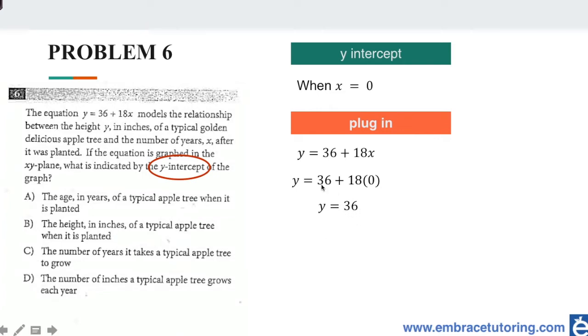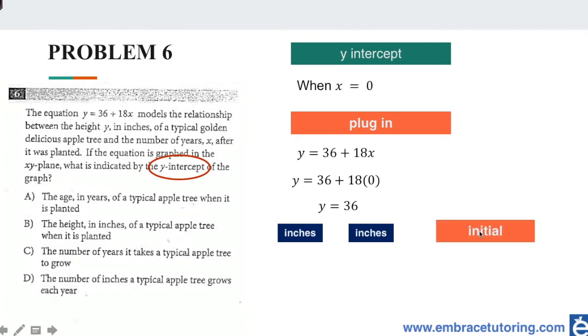So notice the units of the 36 have to equal the units of y. It tells you that the y is in inches. So that also tells you that the 36 also has to be in inches or referring to something regarding height. So where it says A, the age, that can't be it because the y and the 36 both have to have matching units.